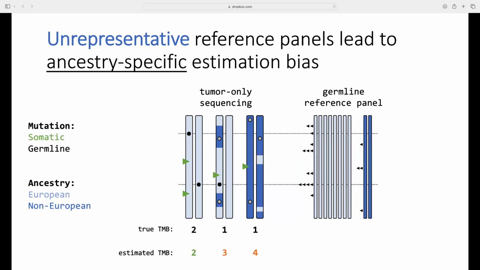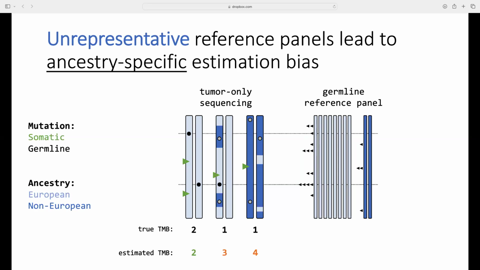And then finally, when we look at an individual who is predominantly non-European, we see even more of these false positives because their germline mutations are underrepresented in this reference panel. So this is an interesting phenomenon. We're talking about tumor mutations, but we get these biases as a function of germline reference data.